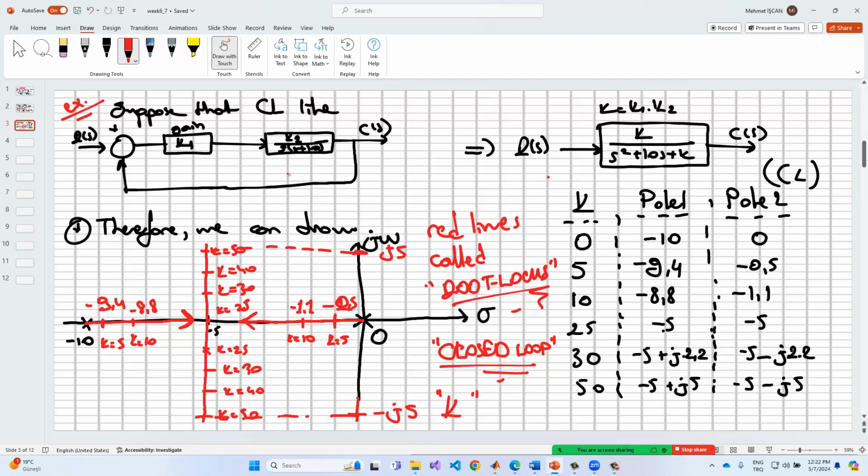This is why we need to learn about the root locus, because if we can use the root locus, then we can set the proper values of K in terms of what? The settling time, overshoot, or the peak time. So this is the basic representation of the root locus.